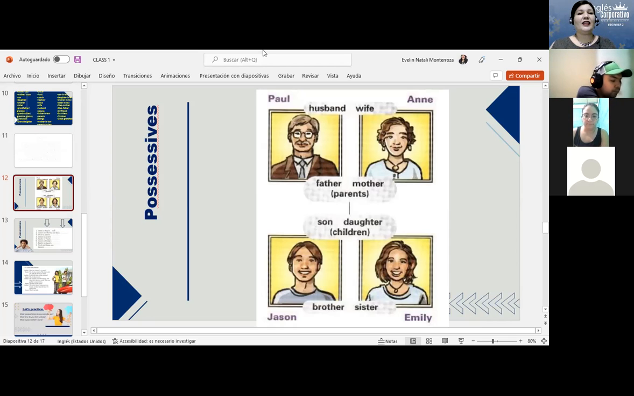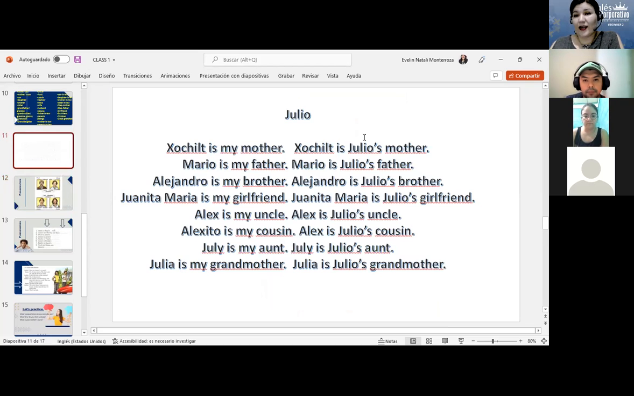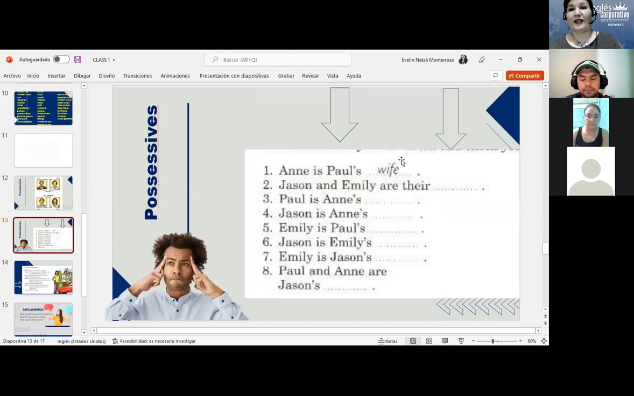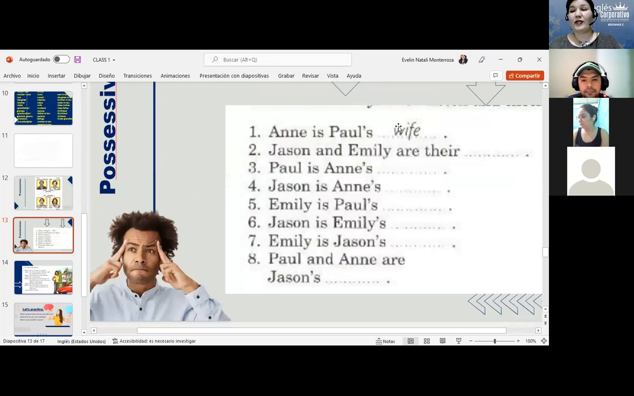Excellent. Very nice job. We were also studying the different possessive forms, right? And I presented you an example of a family, Julio's family. We were using the possessives. In this case, I need you to check on the family tree. Check the different relationships that we have there, and help me to create the sentences. Here I have an example and it says, Anne is Paul's wife.